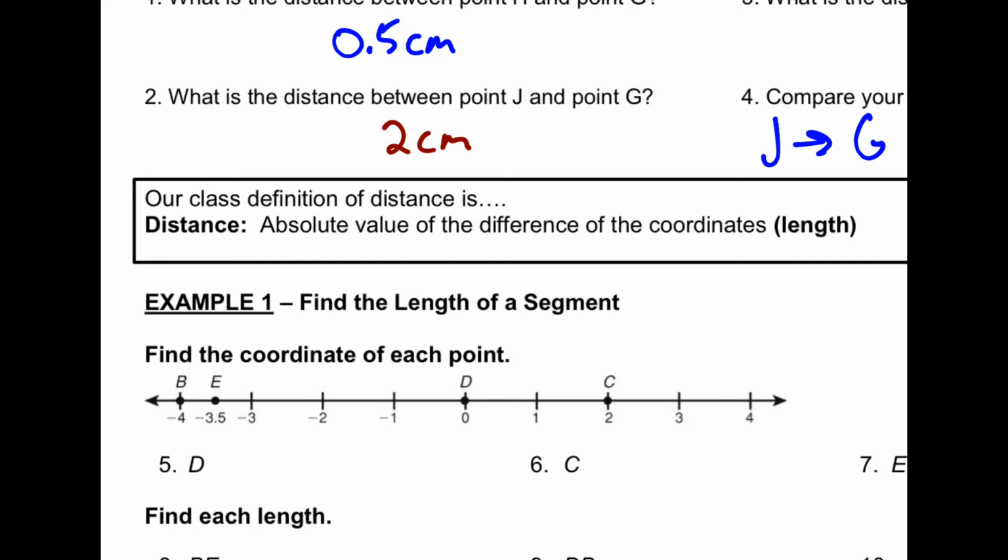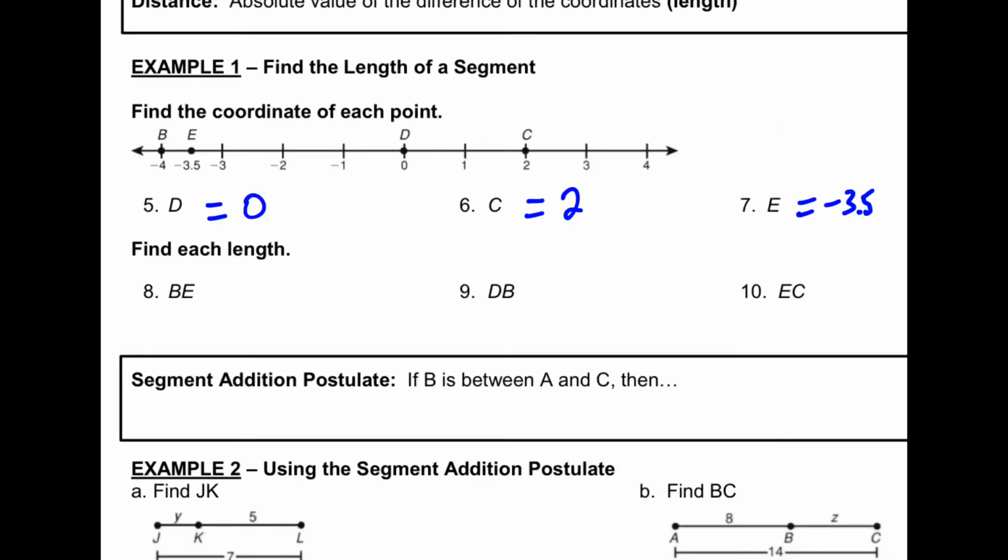Distance cannot be negative. The same is true for absolute value. That's why it's a great tool here. On this line, there's only one dimension, so the coordinates are not x comma y. It's just here's d at 0, here's c at 2, and here's e at negative 3.5.